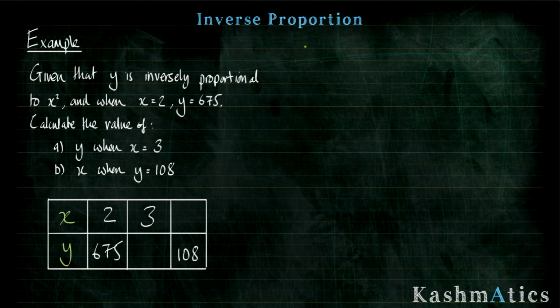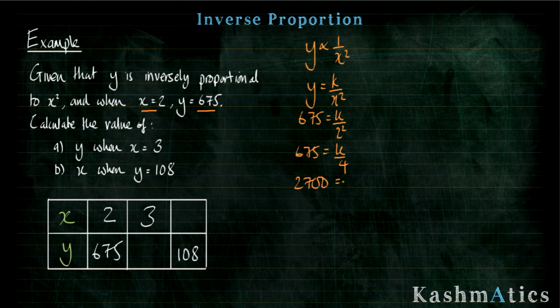So let's just start with the algebra. y is inversely proportional to x squared. That's how we write that, which means y is equal to k over x squared. And now we're going to put in these two numbers. So 675 is equal to k divided by 2 squared. Okay, so 675 is equal to k over 4. And if I multiply by 4, I'll work out what k is. And if I do that, I get 2,700 is equal to k. So plugging this back into this over here, I'll get y is equal to 2,700 divided by x squared. So that's my relationship between y and x.